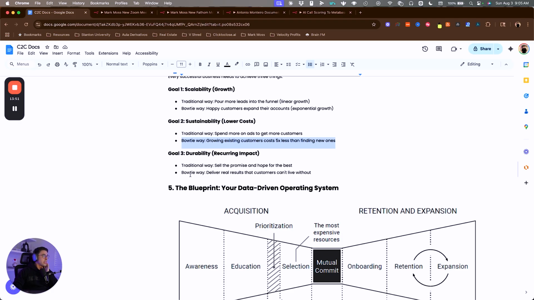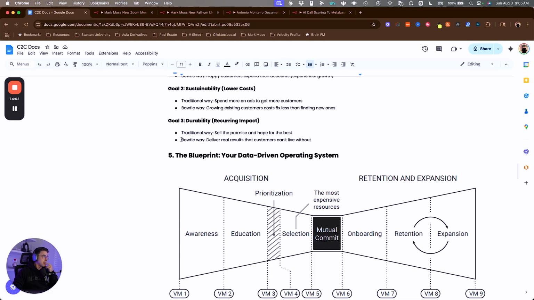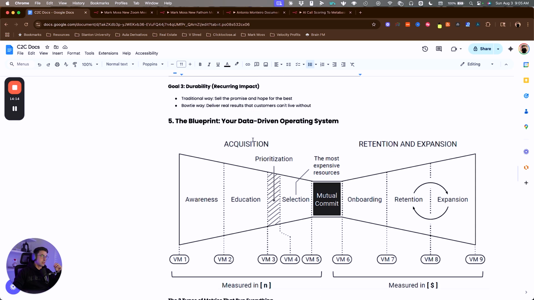And then goal three is durability. The traditional way, you sell the promises, and once you onboard the person, you just do an onboarding call, and then you kind of hope for the best. And the Bowtie way, you look for the activation points throughout your discovery, throughout your onboarding, and you make sure the customer can see them and relate to the benefit of achieving those points.